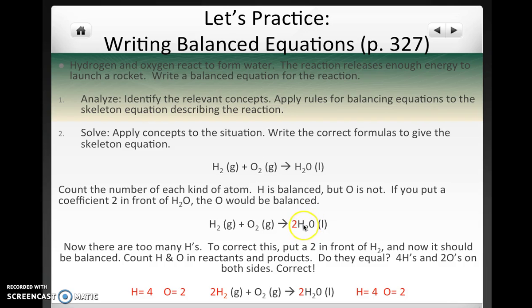So you have 2 times 2, 4 hydrogens. So we need to figure out how to make this hydrogen 4, and you can see below you put a 2 in front of there. To double check, count your atoms on both sides. How many hydrogens? 4. How many oxygens? 2. Do it to the other side. How many hydrogens? 4. How many oxygens? 2. And as long as they match up, then you are good.